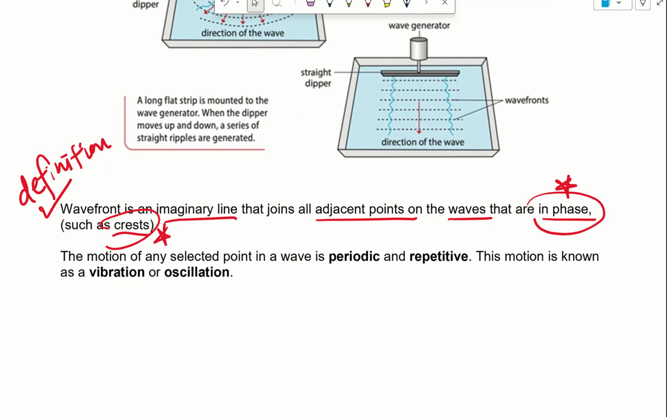Now, take note that the motion of any selected point in a wave is periodic and repetitive. Okay, so this motion is known as a vibration or oscillation.